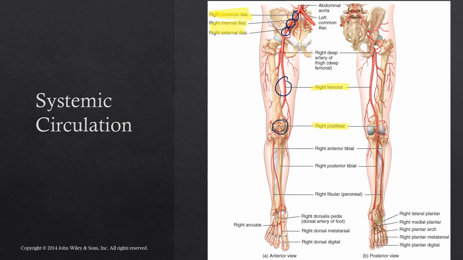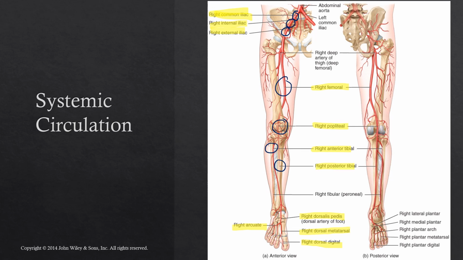And then we're going to be branching off a little bit more. So we're going to have the anterior and posterior tibial arteries. You can see those two here. Looking at the anterior and posterior tibials. Then the anterior is going to branch into the right dorsalis pedis down here, and into the right arcuate, the dorsal metatarsal, and then the dorsal digital. So that's going to all come from the right anterior tibial.